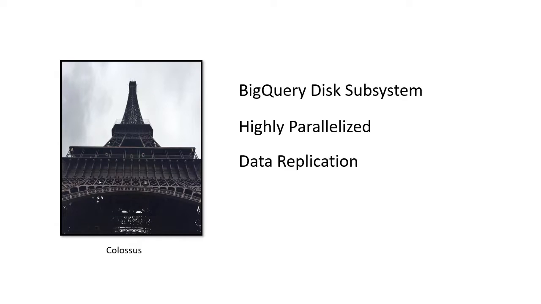Colossus also handles replication, recovery, and distributed management, so there's no single point of failure. Colossus is fast enough to allow BigQuery to provide similar performance to many in-memory databases, but leveraging much cheaper yet highly parallelized, scalable, durable, and performant infrastructure.